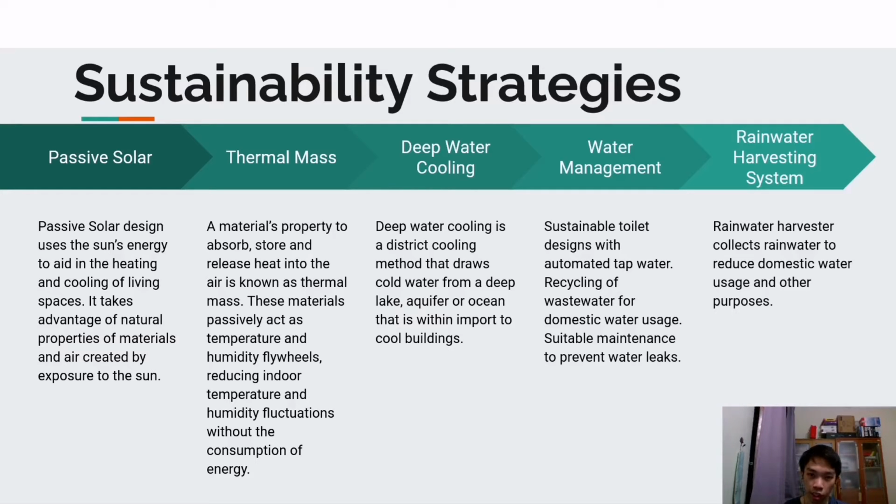Water management is also a suitable sustainability strategy. Sustainable toilets can be designed along with automated tap water, recycling of wastewater for domestic water usage, as well as implementation of periodic water maintenance to prevent water leaks. A rainwater harvester can be installed to collect rainwater for daily usage to prevent excessive use of domestic water.